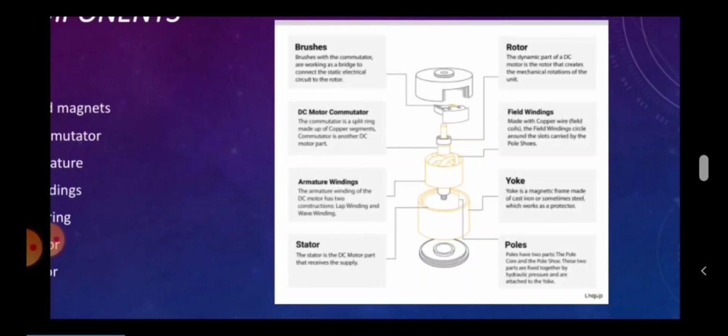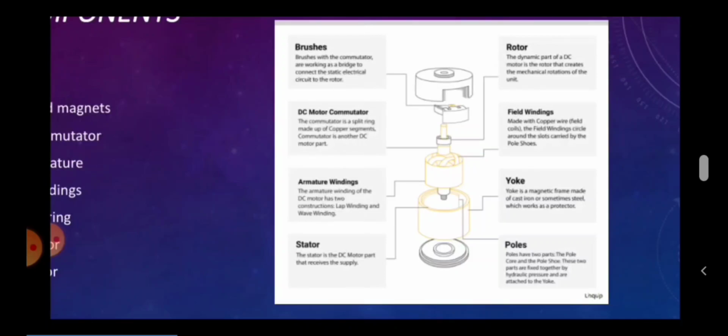The next is the field winding. It is made with copper wire. The field winding circles around the slot carried by the pole shoes. The next is the yoke. It is a magnetic frame made up of cast iron or sometimes steel, which works as a protector. The next is the pole. The pole has two parts, the pole core and the pole shoe. These two parts are fixed together by hydraulic pressure and are attached to the yoke.